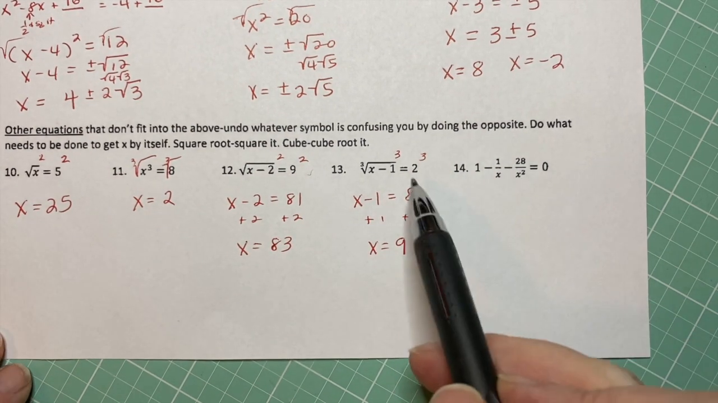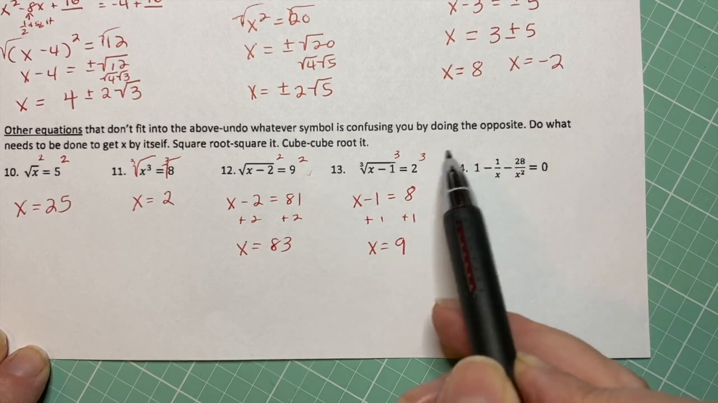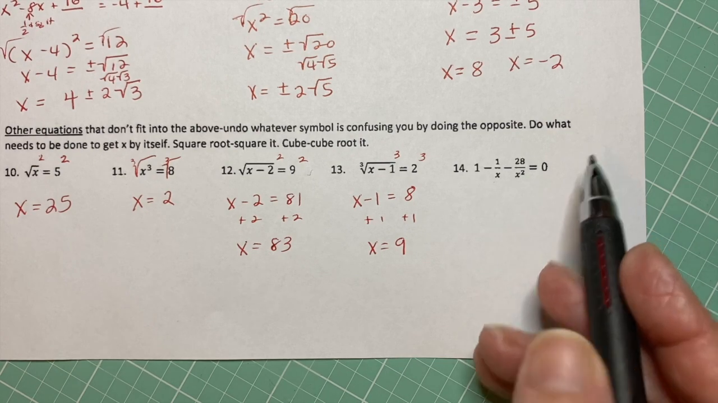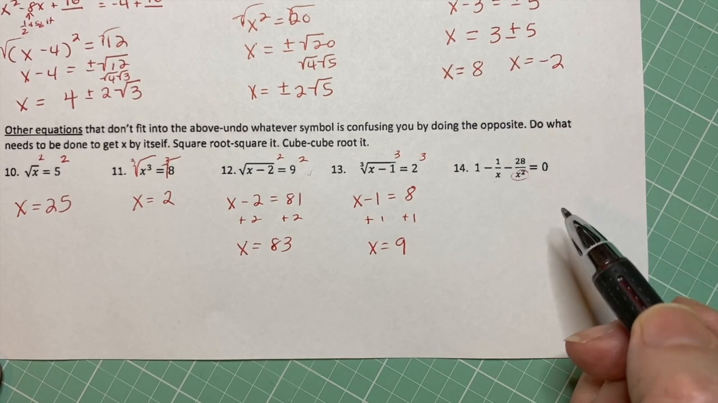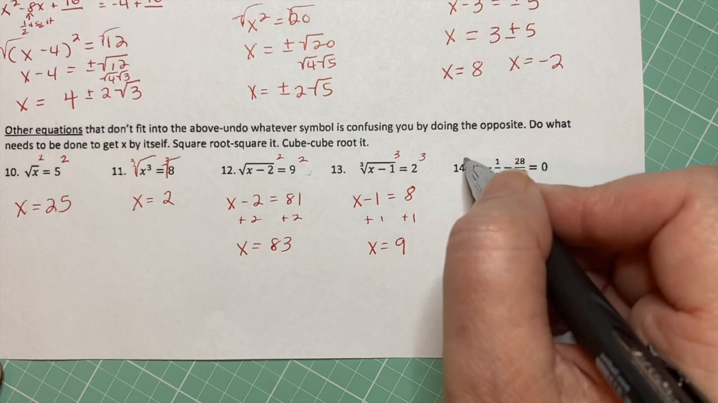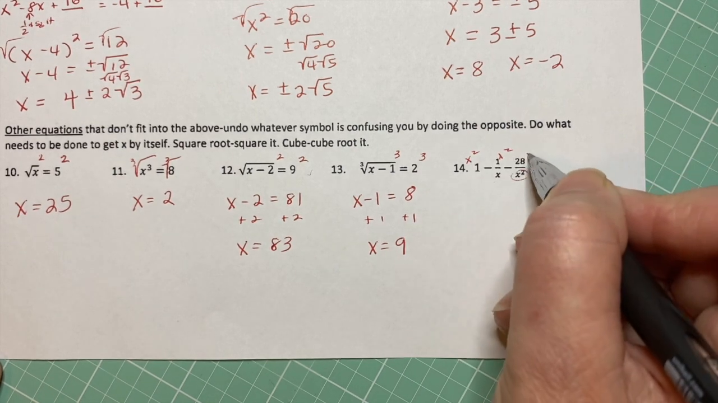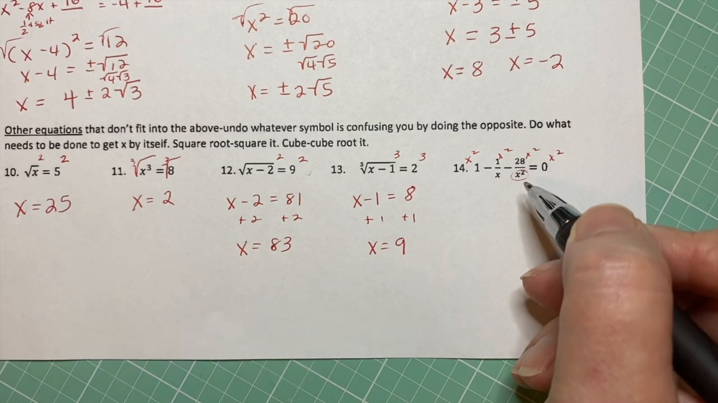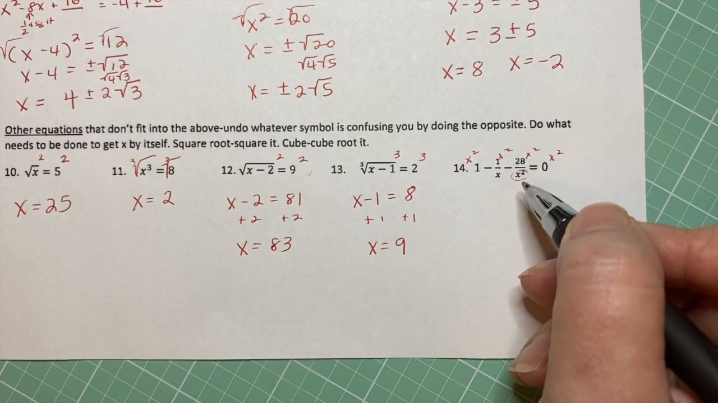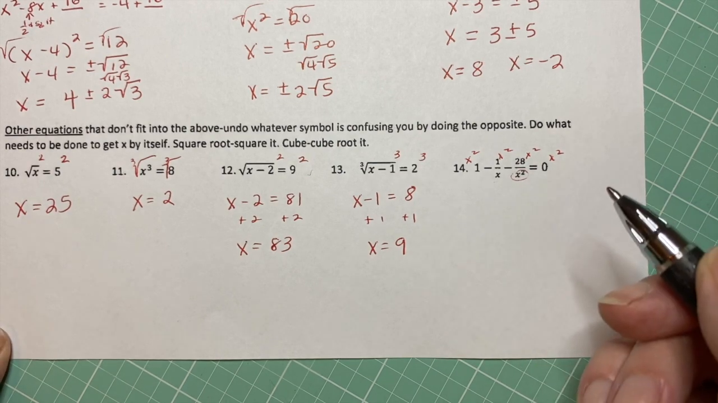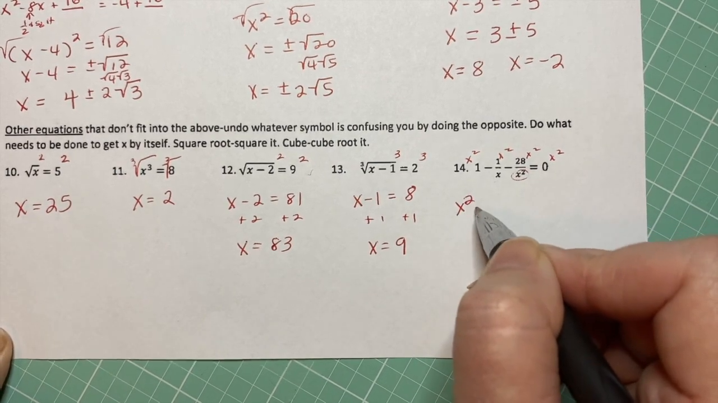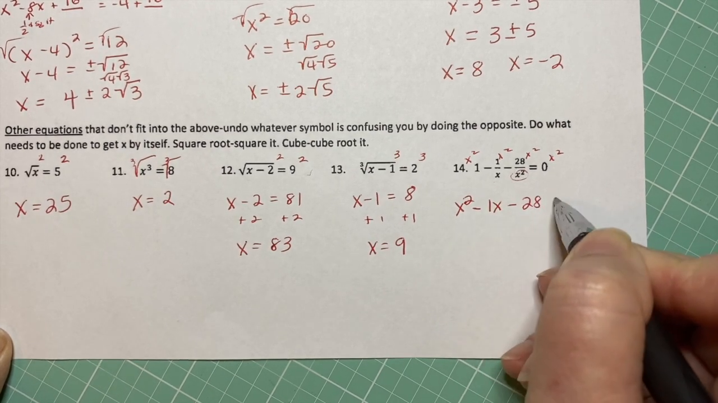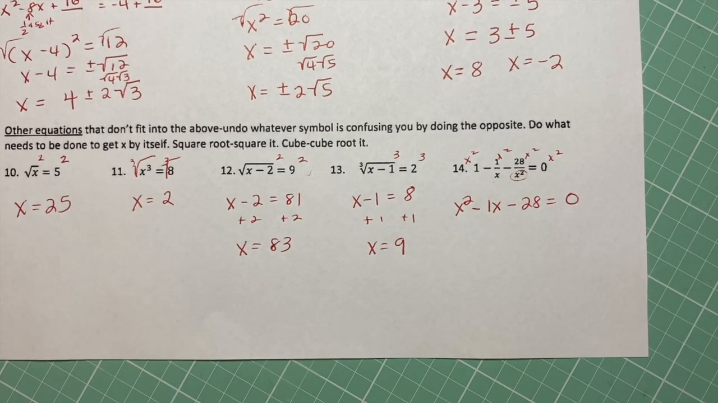This last one is a fraction. Oh, we hate fractions, right? But we look at the denominators, and you want to get rid of the denominators. So whatever the bigger exponent is, you want to get rid of this x squared. We're going to multiply everything by x squared, because anything you want to get rid of in fraction form, you get rid of it by multiplying everything on the top by it. So this is going to leave me an x squared minus 1x minus 28 equals 0.